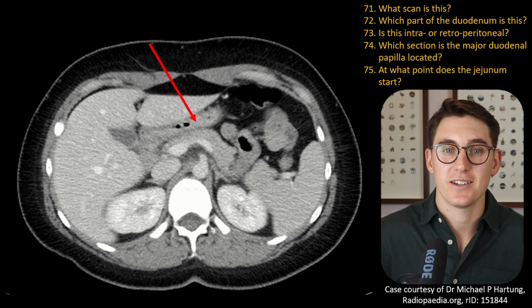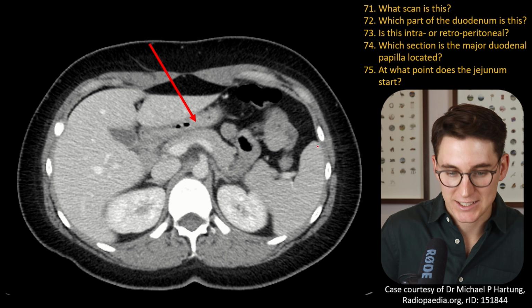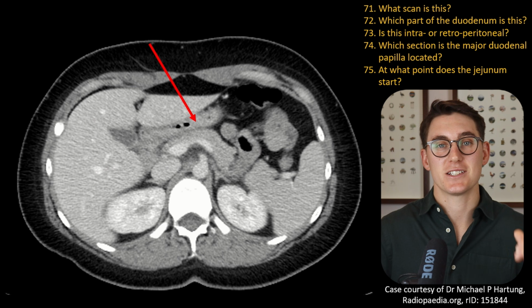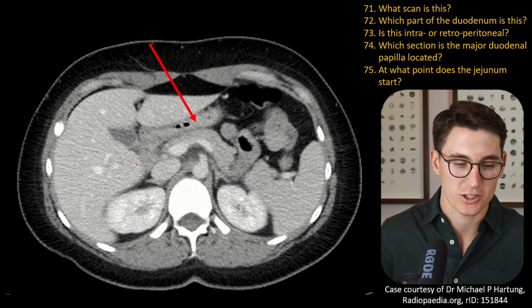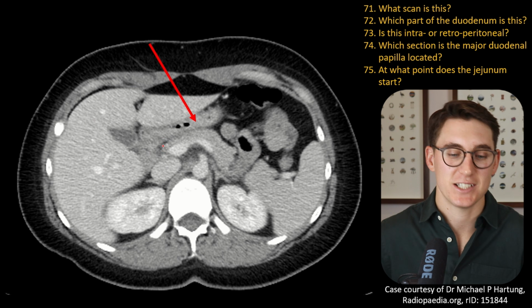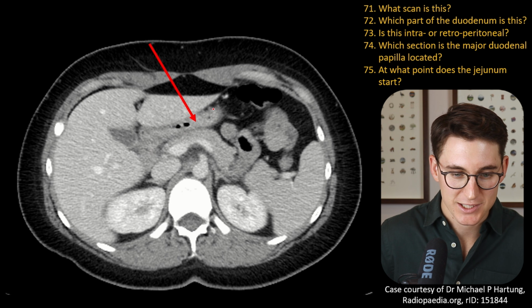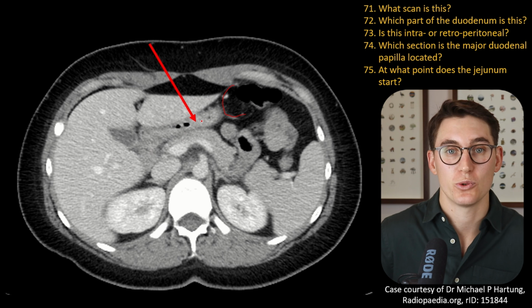Again, now we are in the abdomen. It's an axial CT scan of the abdomen. There's some contrast within our veins in the liver. This is a contrasted portal venous phase, axial CT scan of the abdomen. Which part of the duodenum is this? Well, this is D1. We can see our stomach here, our pylorus going into our duodenum.